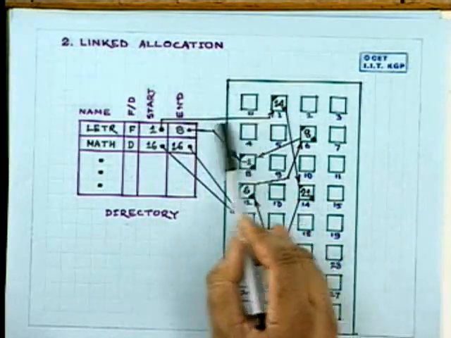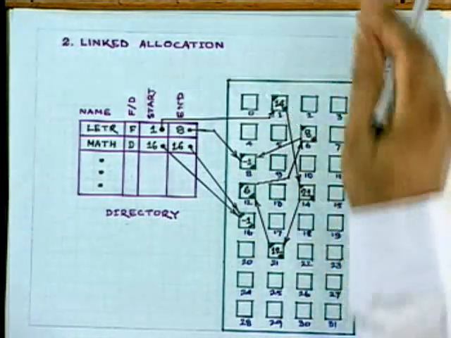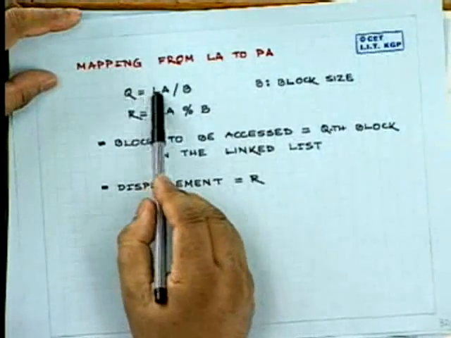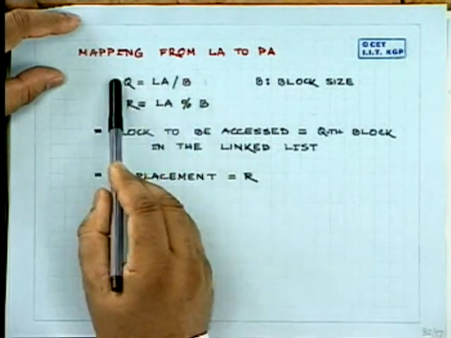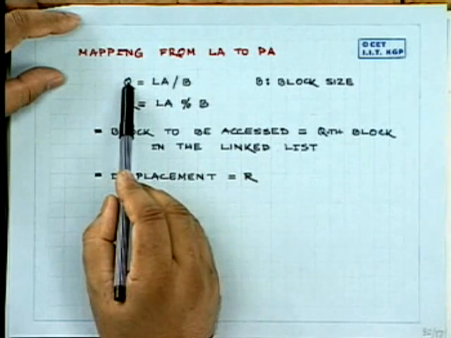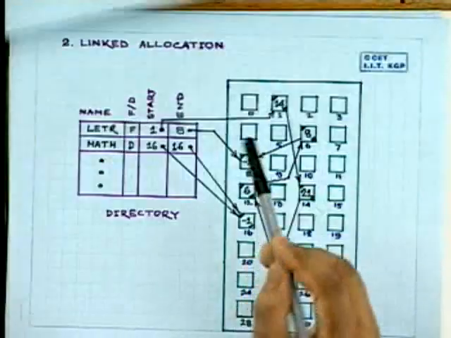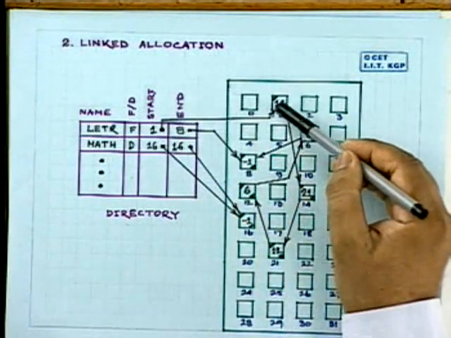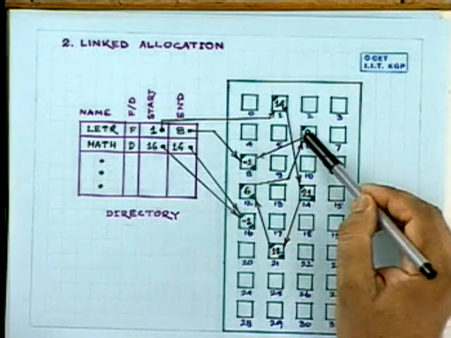That means start from here. For example, say Q, logical address divided by the block size, is 4. That means starting from the starting block, we'll have to go to the 4th block. This is the 0th block, this is the 1st block, 2nd block, 3rd block, and the 4th block.